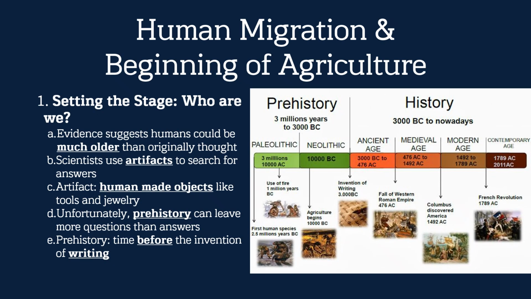So who are we? The story of us. To set the stage, evidence suggests humans could be much older than originally thought. Scientists use artifacts to search for answers and try to carbon date those artifacts to get an estimate on the time. And an artifact is defined as, of course, human-made objects like tools and jewelry. But unfortunately, searching for artifacts in prehistory can leave a lot more questions than answers. And prehistory is defined as the time before the invention of writing, which is estimated to have occurred in about 3000 BC.